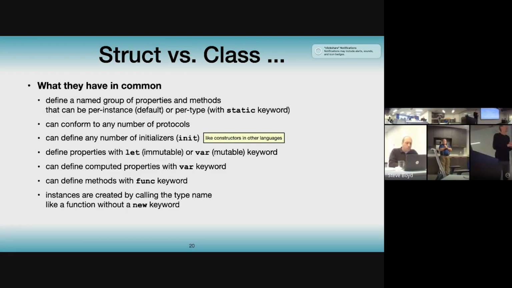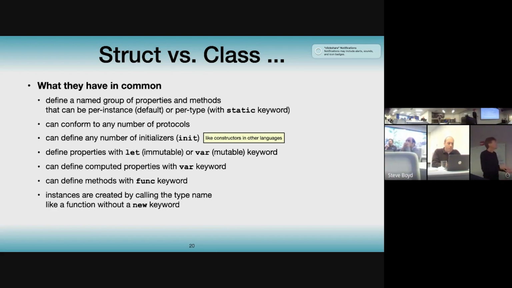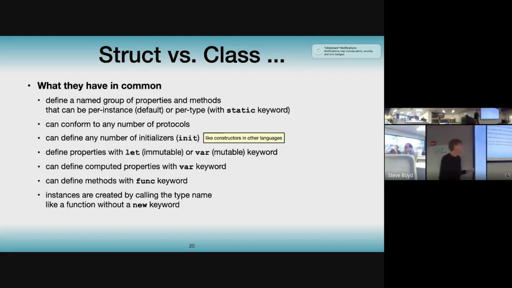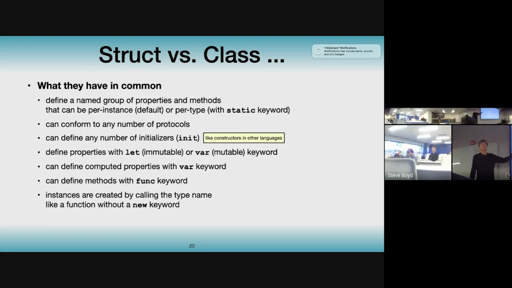Structs versus classes. So they have a lot of things in common. Both of them are defining a named group of properties and methods. Both of them can conform to any number of protocols if I want them to do that. Both can define an initializer with this name init, and that's like a constructor in other programming languages. Both of them can define properties that are either mutable or not mutable with the let and the var keywords. They can define computed properties, and we'll see an example of that coming up.